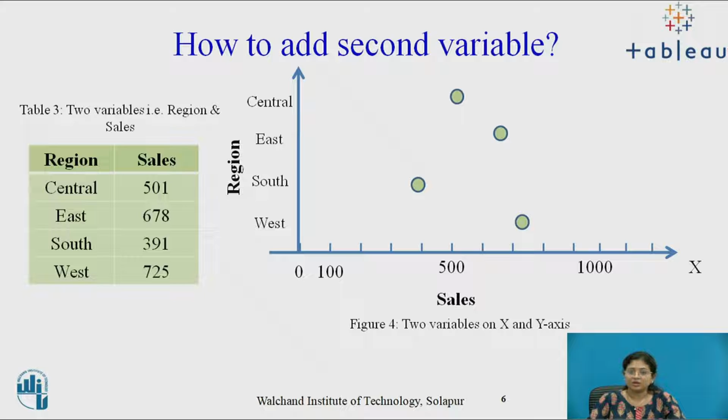Here you can see that the central region has sales of $501,000. For the east region the sales is 675, for the south region the sales is 391, and for the west the sales is $725,000. The region variable, the dimension, is shown on the y axis, as I told you just now.